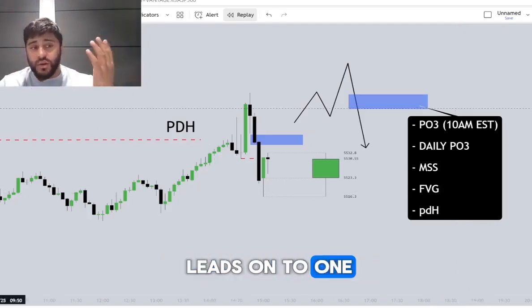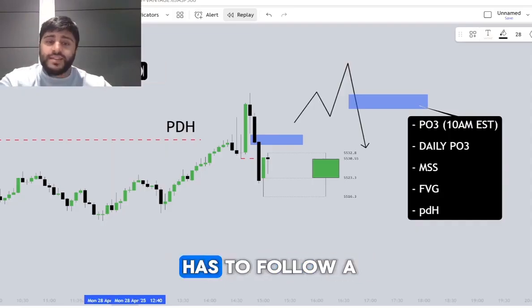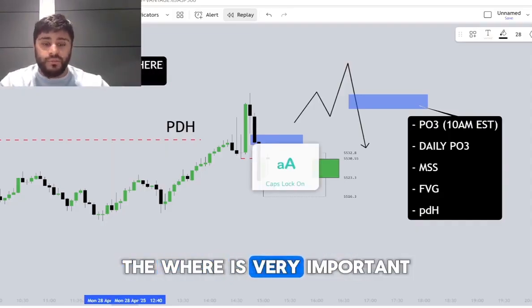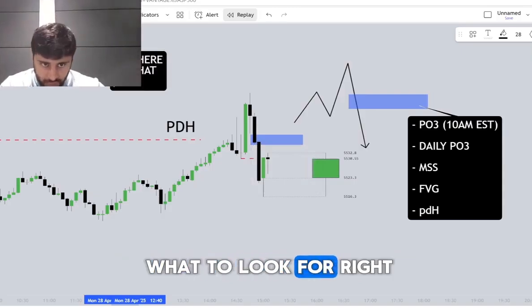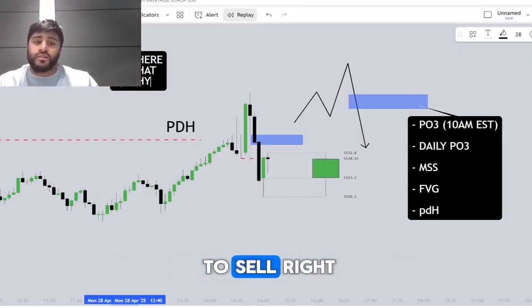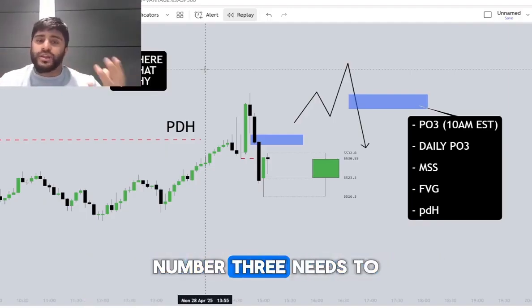And this leads on to one of my other points, which is the framework. Every trade you take has to follow a simple framework. You need to know where to trade from. The where is very important. You need to know what to look for, and you also need to know why you are looking for it. Why are you going to buy? Why are you going to sell? Most traders get number 3 wrong, and we're going to understand why number 3 needs to be spot on.